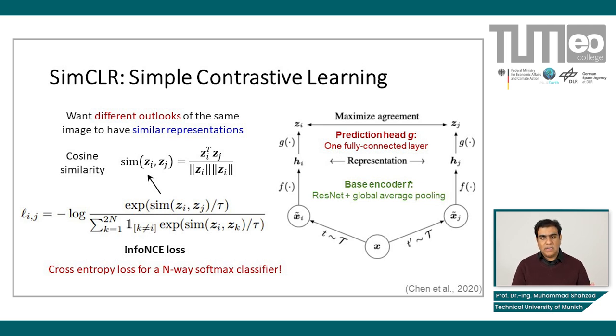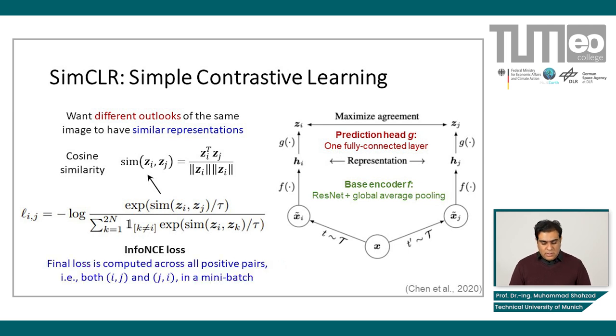And when we apply this, it gives the agreement between ZI and ZJ. The final loss here is computed across all positive pairs, that is between all the I and J, and J and I, because it may or may not be commutative, the augmentations and the results coming from the prediction head. So this is the general scheme of how SimCLR works.